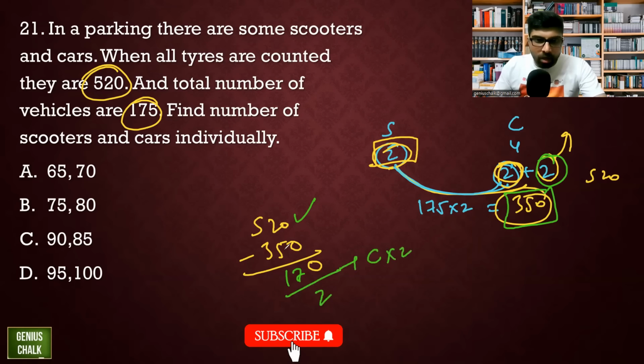So if I want to find the number of cars, I'll divide this by 2. This 2 will come here. That means how many cars are there? That is 85. If 85 cars are there and the total is 175, that means 90 must be the number of scooters. So this is another way which you can solve this question.